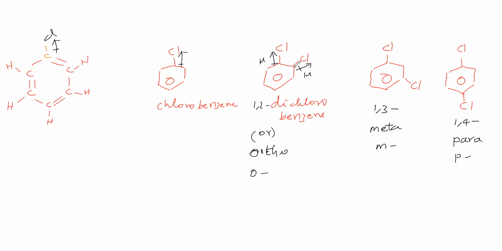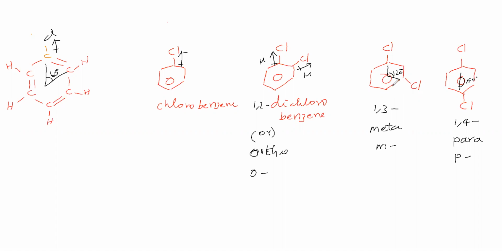Okay. Now, here two C-Cl bonds are there. What is the resultant dipole moment? For this, we want the angle. This angle is 60 degrees. So, we know the angle, so we can find the resultant dipole moment. What is the angle here? This angle is 120 degrees. And this angle is 180 degrees. So from this we can find the dipole moment.